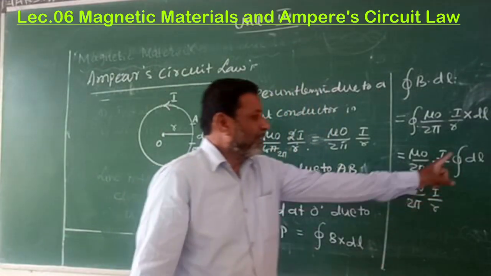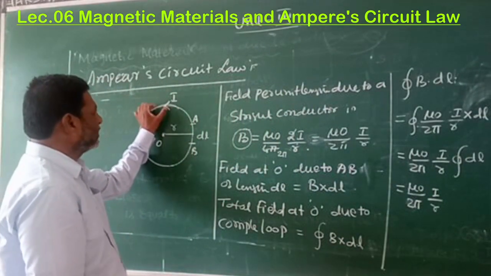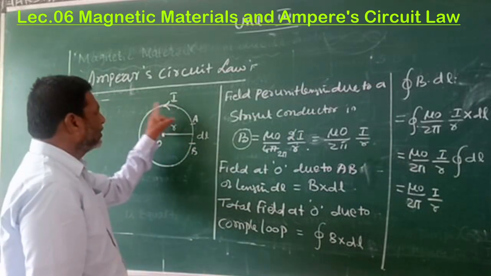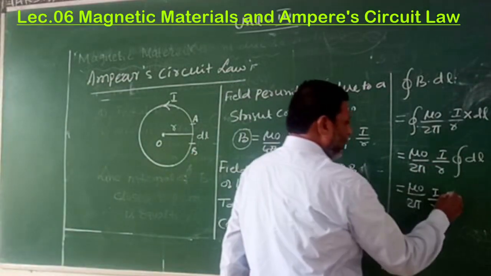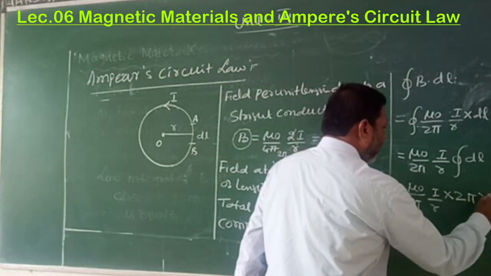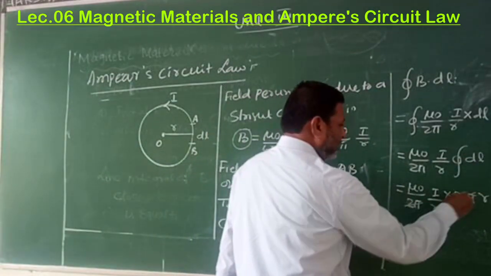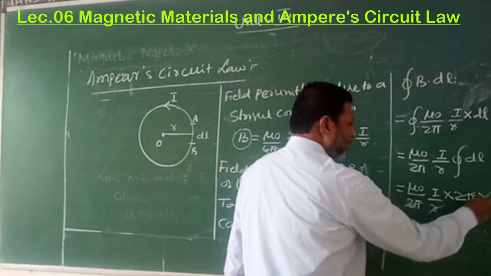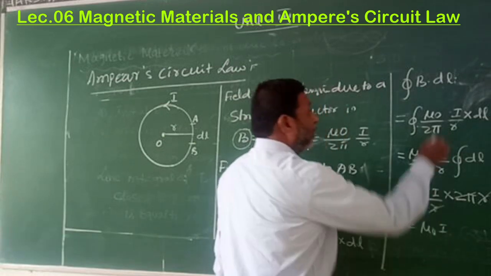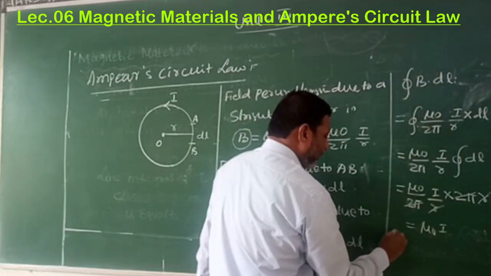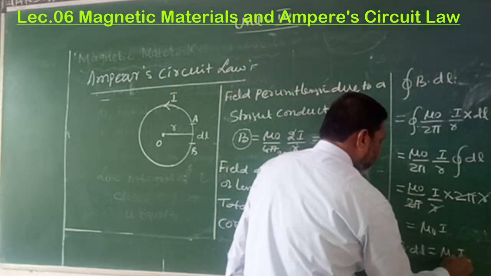Now the integration of dl: you see the figure, this plus this plus this, you go on adding, and the complete value gives the circumference of the circular loop, which is 2 pi r. This 2 pi and that 2 pi cancel, and the radius r cancels. You are left with mu naught into I. So the line integral of B dot dl is equal to mu naught I.